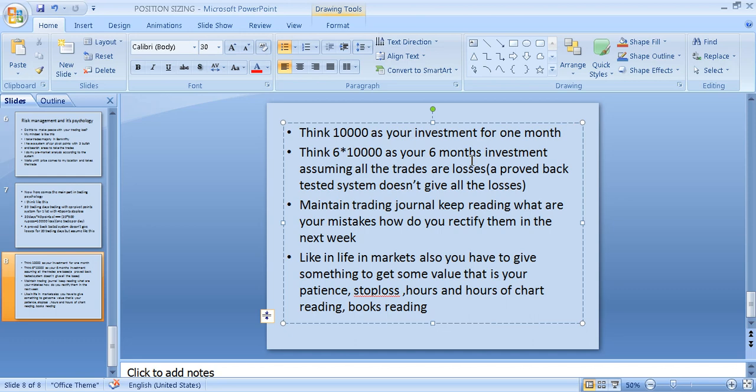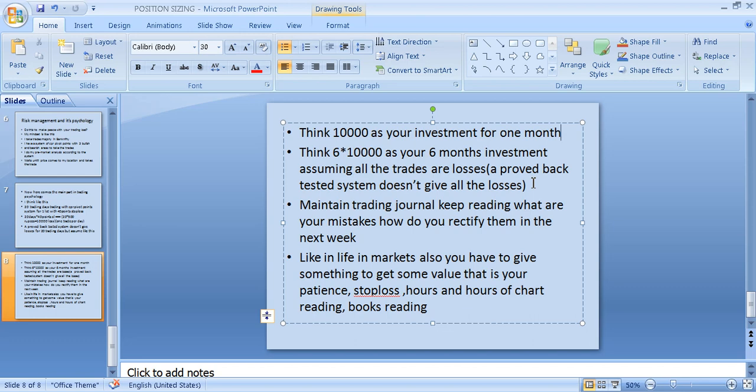Think that for 6 months you are getting losses. This is the investment. Think of this as your investment, and trade the markets with that capital only. That means if your capital is 5 lakh, trade with that capital only. Only after you double your capital can you increase your lot size. You cannot increase your lot size once you see profits for 2 or 3 days. Once you double your capital, then only increase your position sizing.